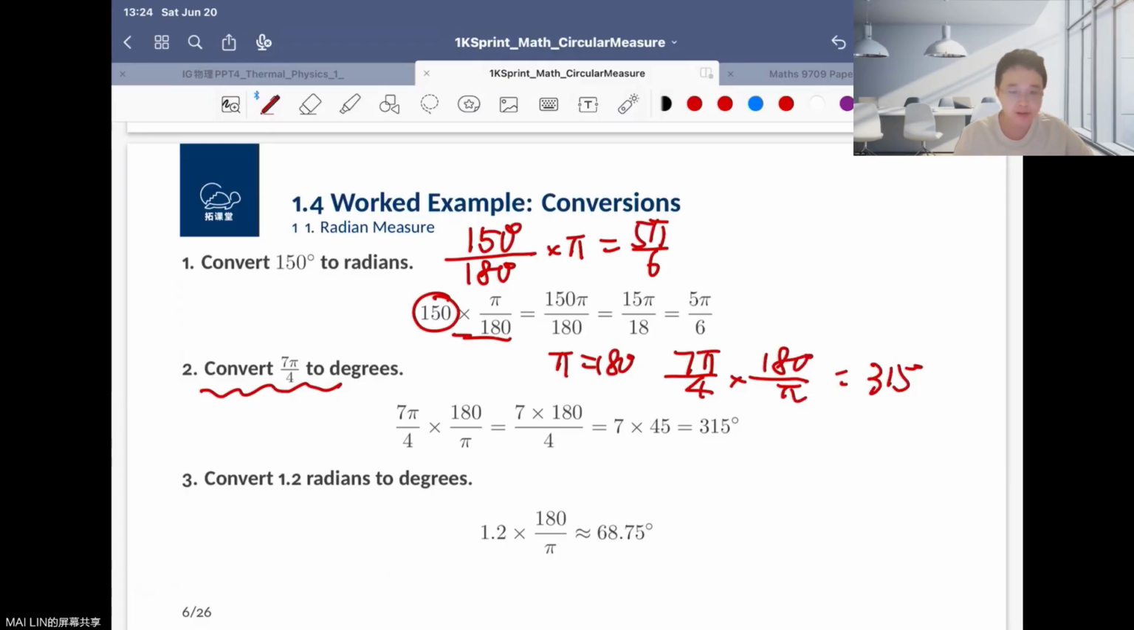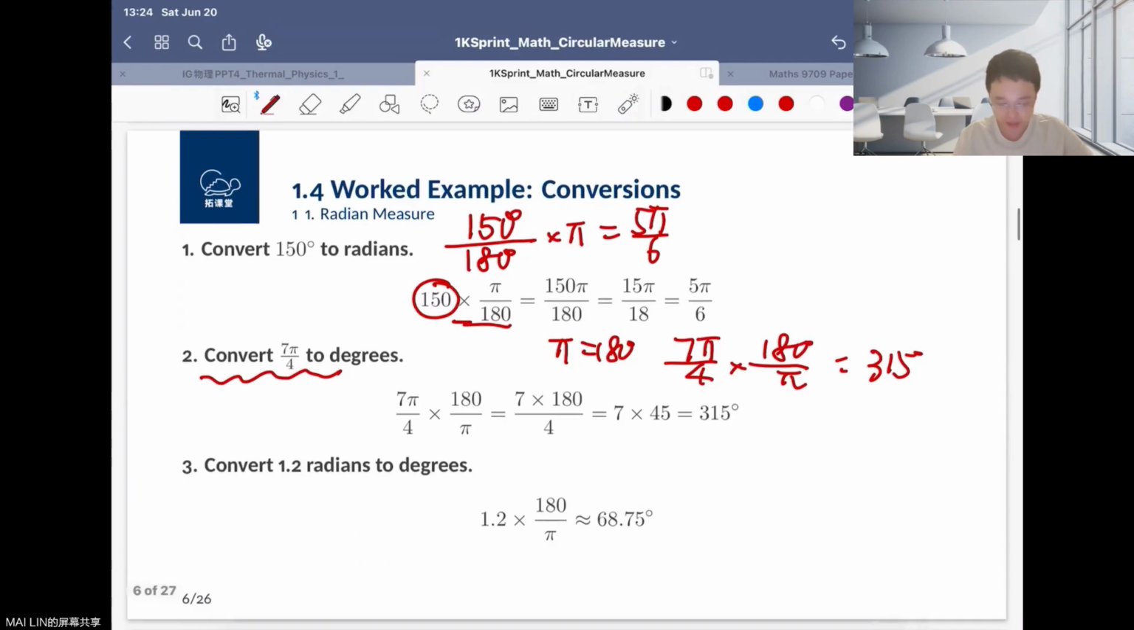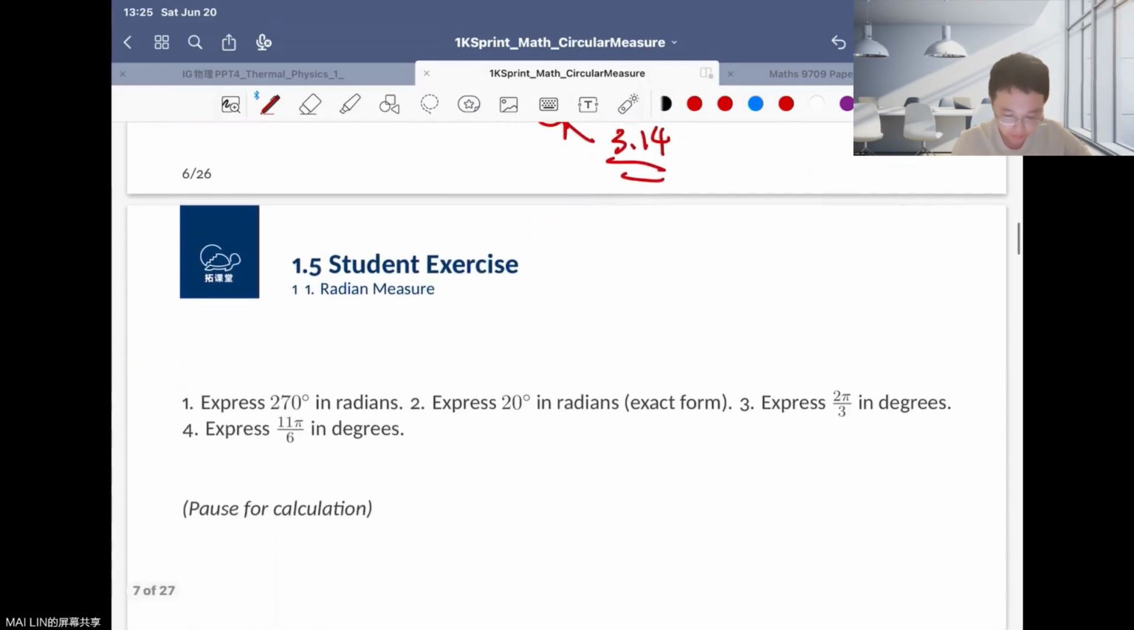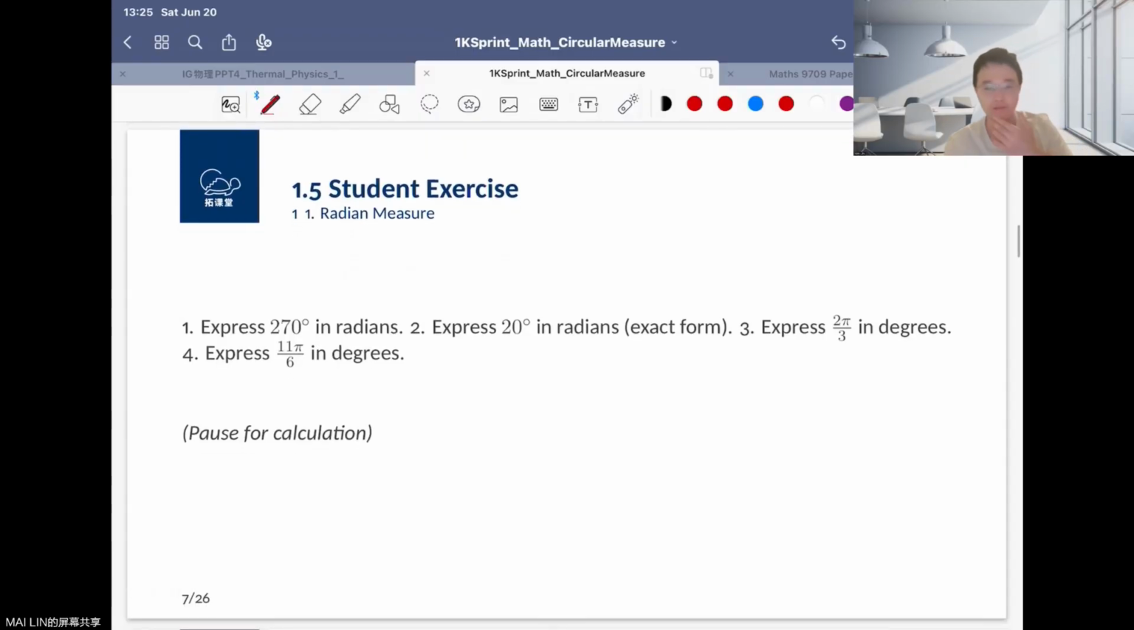The third problem is to convert 1.2 radians to degrees. We know that for radians to degrees, we multiply by 180 degrees over pi. Here pi can be considered as 3.14, in decimals, okay? Then you can calculate it as 68.75 degrees. That is how we calculate this. And here's the exercise for you. You can first try to solve the problems yourself, but if you have no ideas or you want to follow with me, you can keep on going, okay?